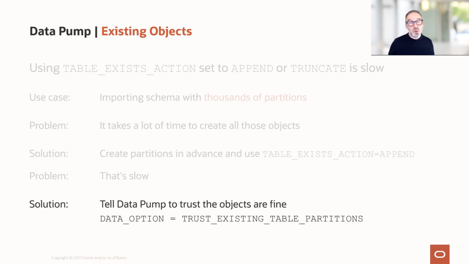And here we need to tell Data Pump the parameter data option equals trust existing table partitions. Because if you avoid that, then Data Pump still runs a check for every partition and tries to match that with the information in the dump file. But when you tell Data Pump with data option trust existing table partitions, it will not do this extra check, and then it runs significantly faster in such cases.